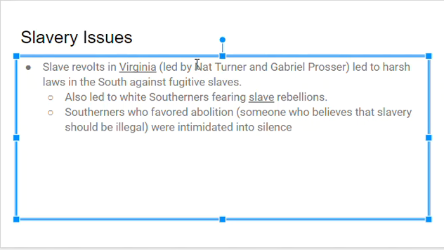They went to different plantations and they got more slaves and they killed a bunch of their owners, and these were large revolts. This led to white Southerners fearing slave rebellions. They were afraid that their slaves might be inspired and start fighting against them as well. And Southerners who favored abolition, just a reminder, an abolitionist is someone who believes that slavery should be illegal, were intimidated into silence. So if you lived in the South and you were against slavery, usually you didn't say anything because bad things can happen to you.